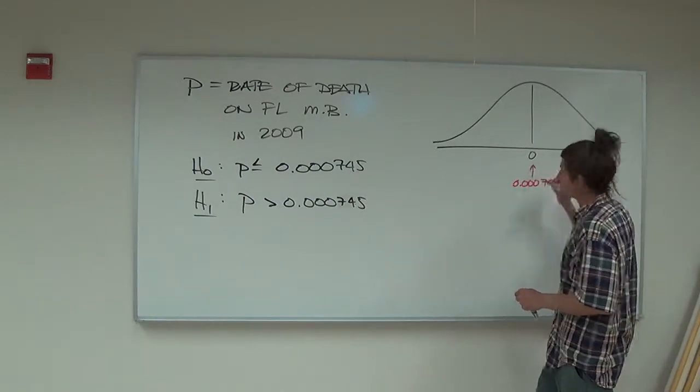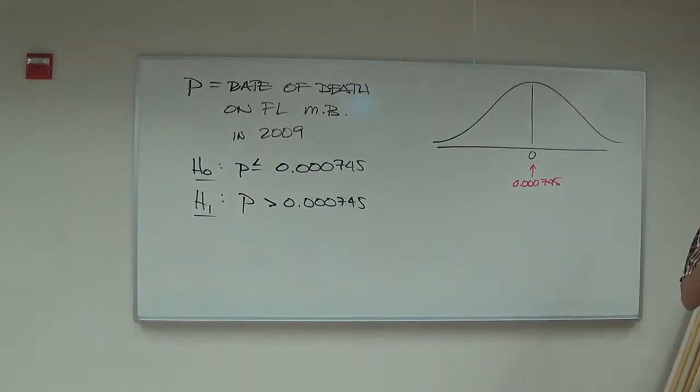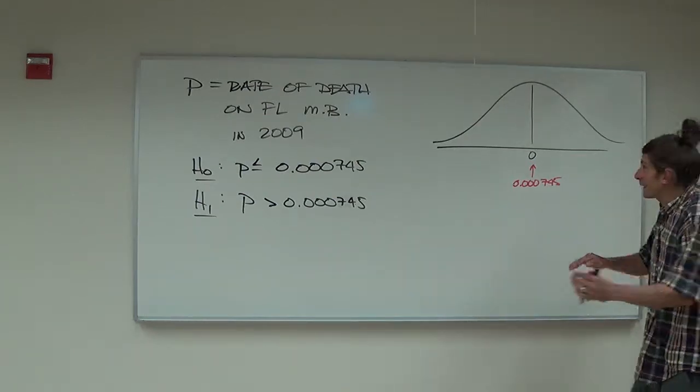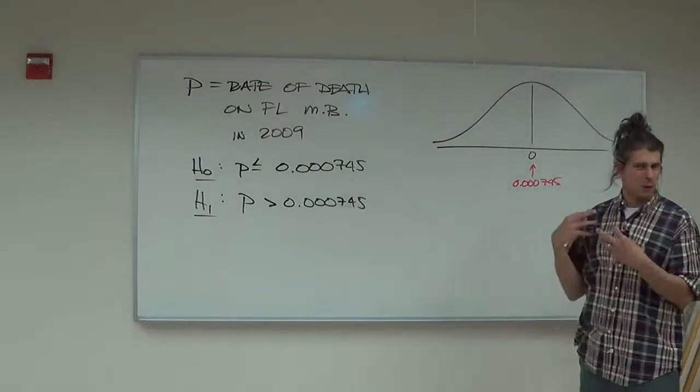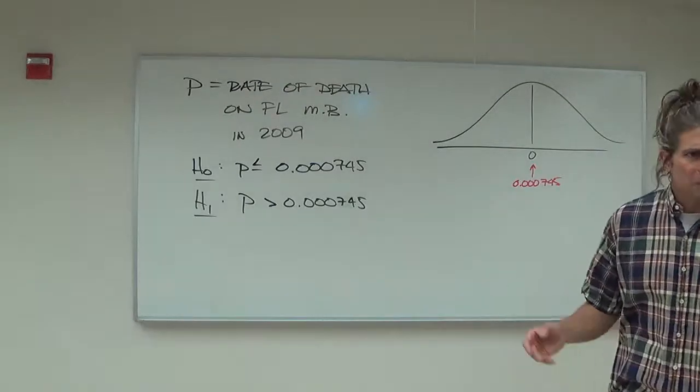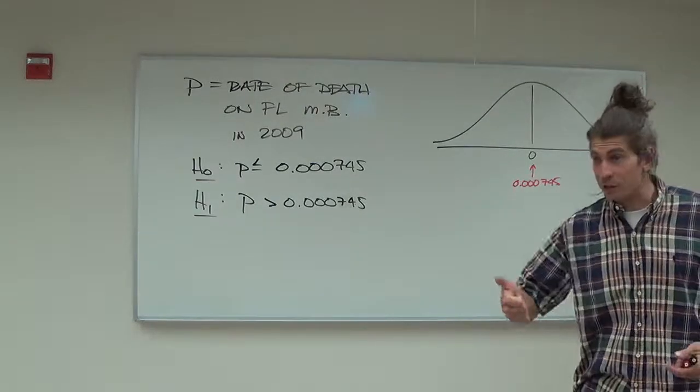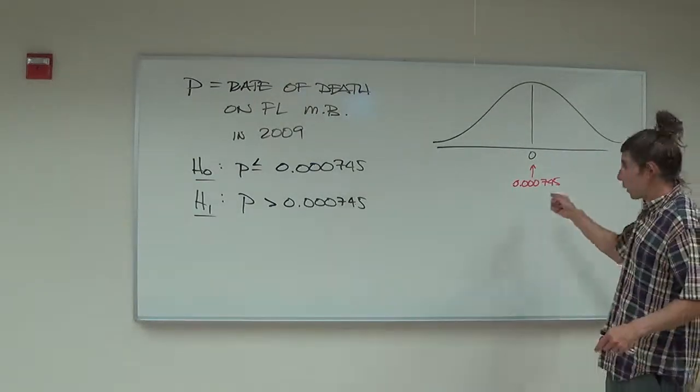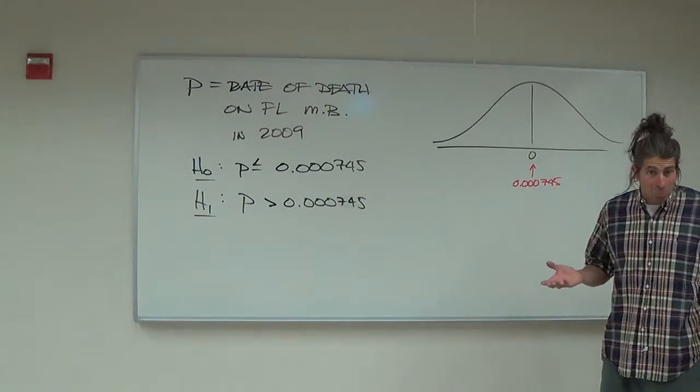That corresponds to that 0, because that was the old Florida motorbike death rate. Now, we don't really know what the shape of this curve is because they hid that data from me. Doesn't matter. I know it's a bell curve because of the central limit theorem, and I know it's centered on that average. So that's all I need to know.